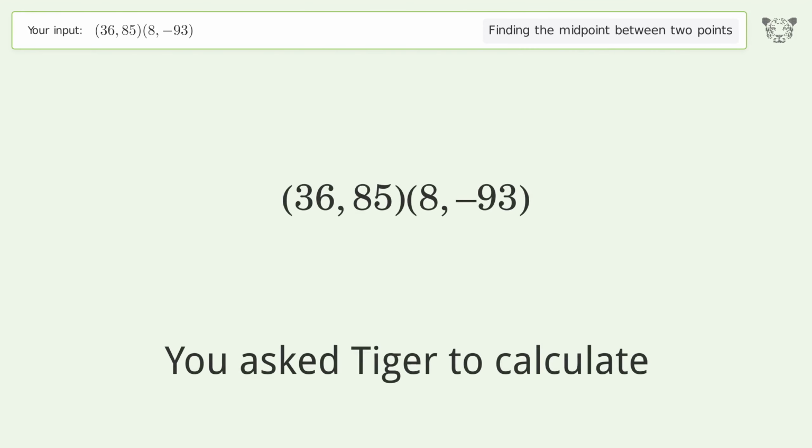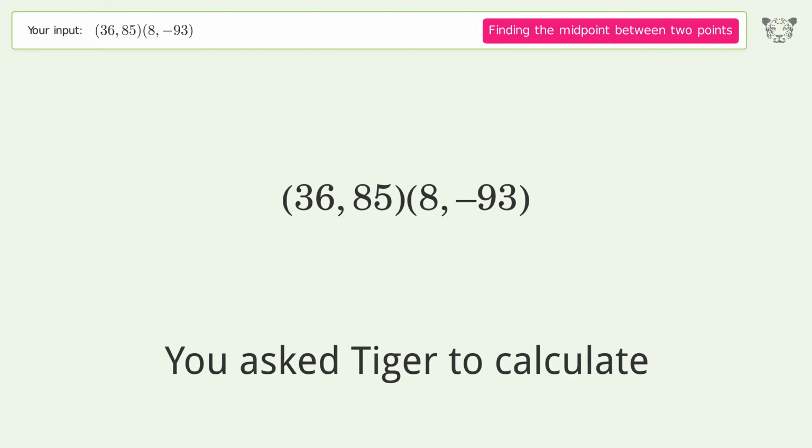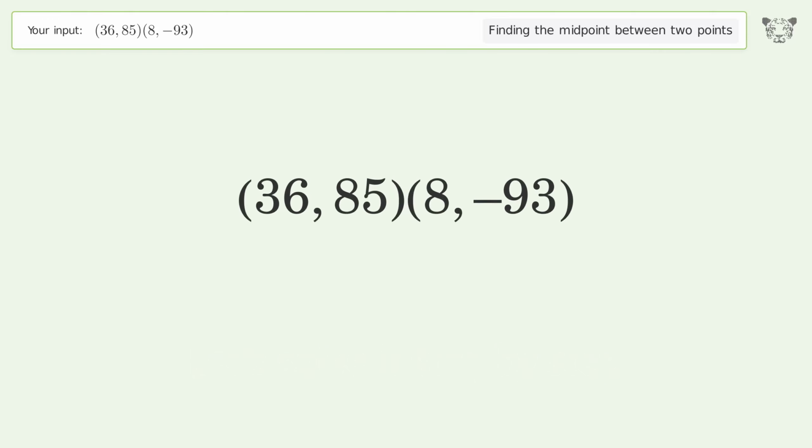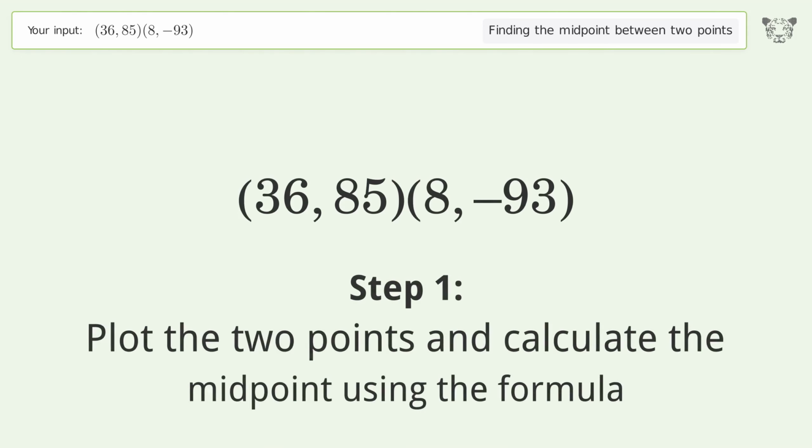You ask Tiger to calculate. This deals with finding the midpoint between 2 points. The midpoint between the 2 points is 22, -4. Let's solve it step by step. Plot the 2 points and calculate the midpoint using the formula.